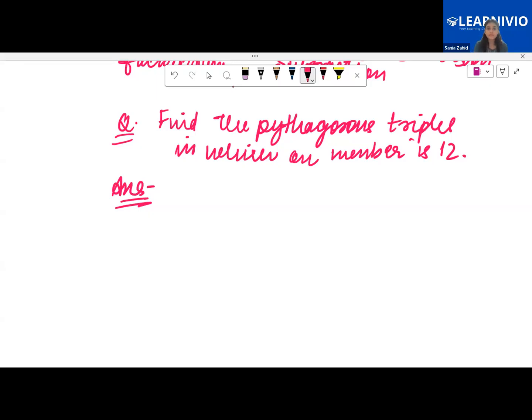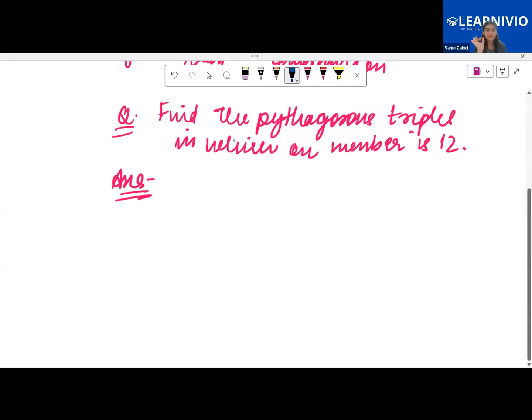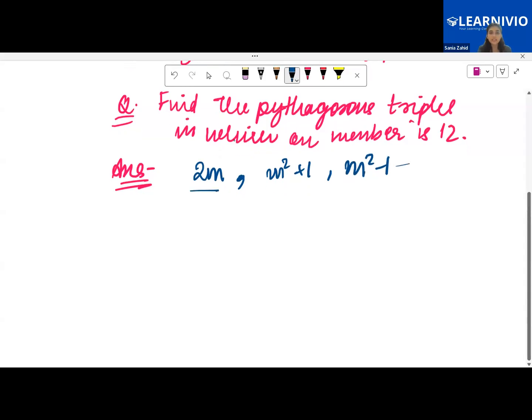Done? Yes. Okay, look here. So first of all, the question says find the Pythagoras triplet in which one member is 12. Just tell me, what are the members of the Pythagoras triplet? Ma'am, 2m, m square minus 1 and m square plus 1. Yeah. So now 12 can be any of the members, right? It can either be 2m, it can be m square plus 1 and it can be m square minus 1 as well.